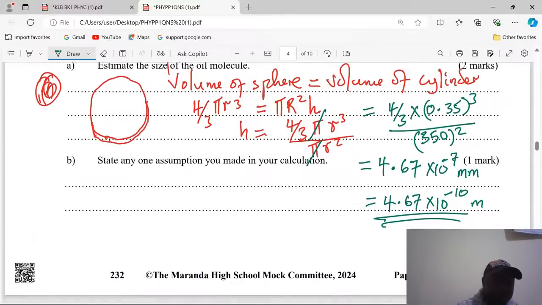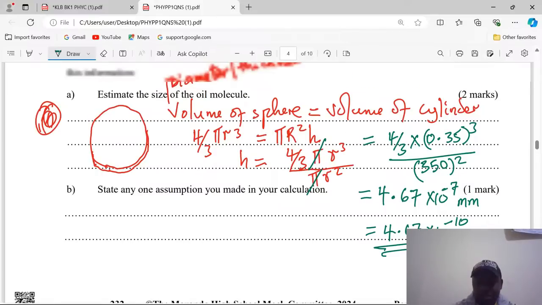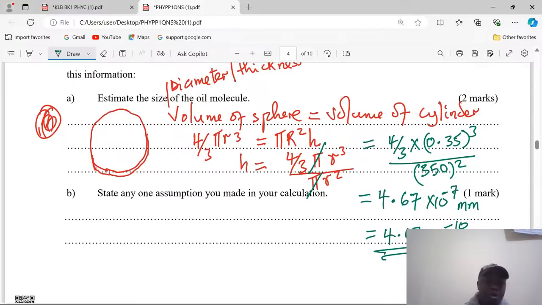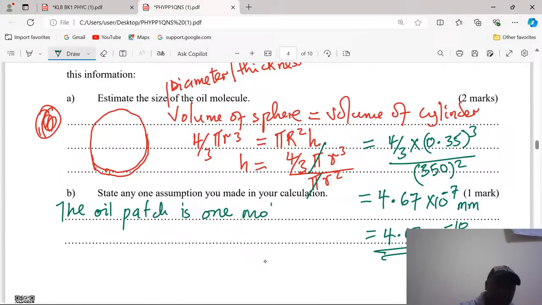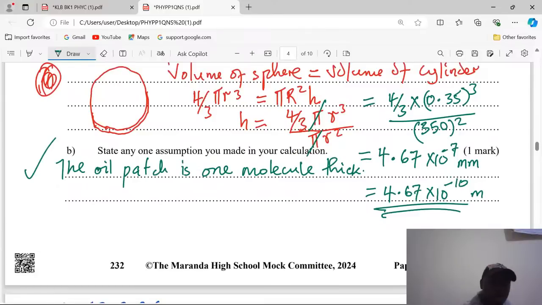The next part, part B: state any one assumption you made in your calculation. The assumption that we are making is that the drop spreads to form a patch which is one molecule thick. So the oil patch is one molecule thickness, or one molecule thick. We are also assuming that the oil drop is a perfect sphere. The oil drop is assumed to be a perfect sphere.